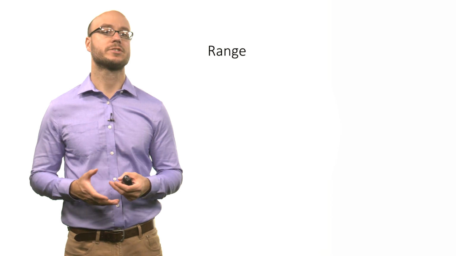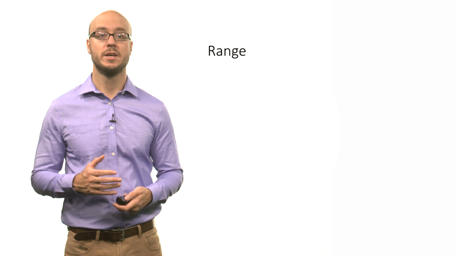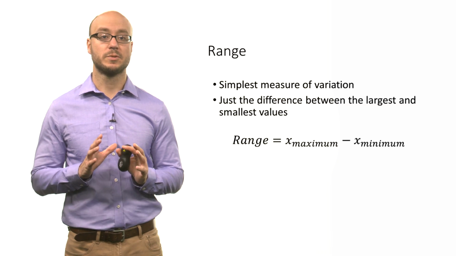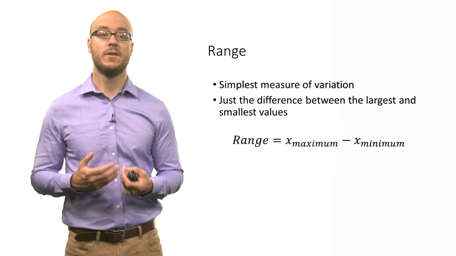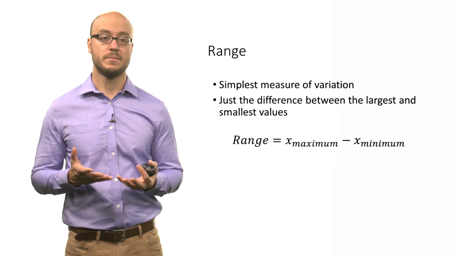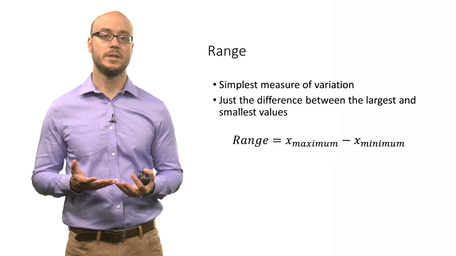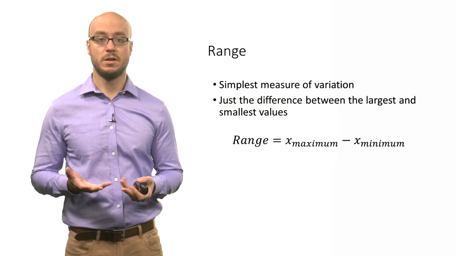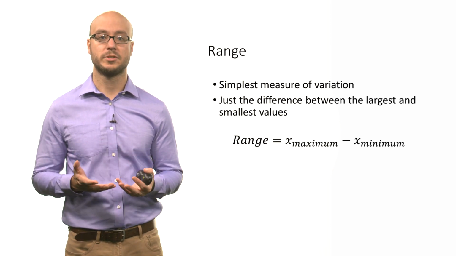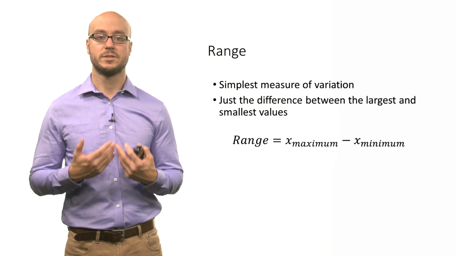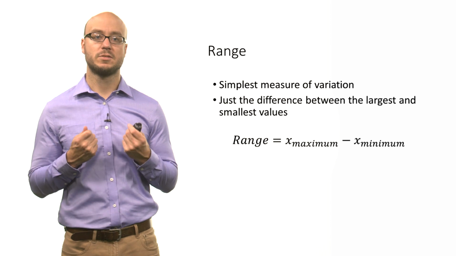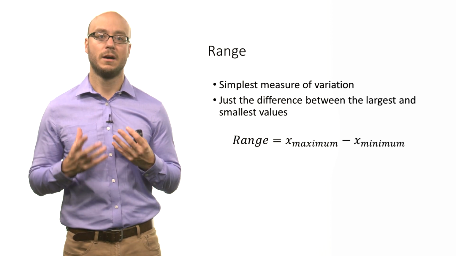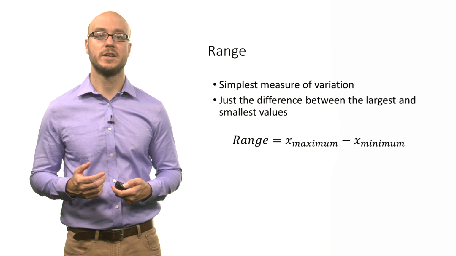The most commonly used basic measure of variation is the range, which is simply the difference between the maximum and the minimum value of a set of observations. As I mentioned, it's the most commonly used measure of variation, and it's also just the simplest. When you have a set of observations, the first step is often to say, well, what's the maximum value and what's the minimum value? Just as a first grasp of how varied a set of observations are.